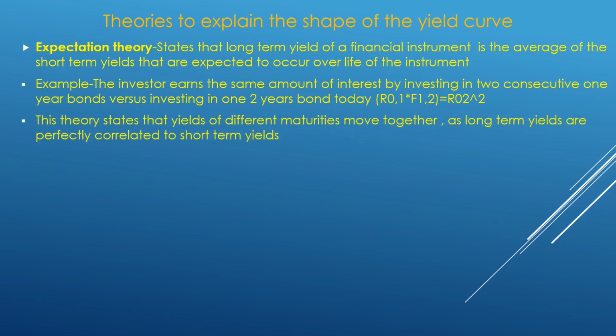This theory states that yields of different maturities move together as long as long-term yields are perfectly correlated to short-term yields.